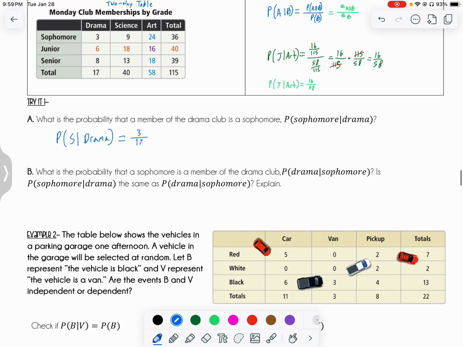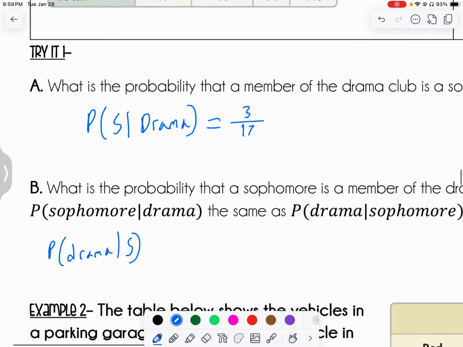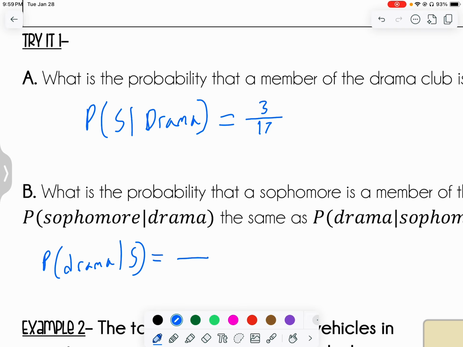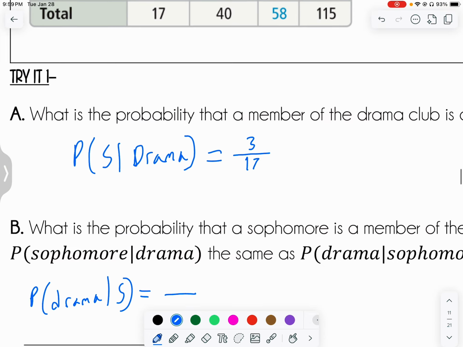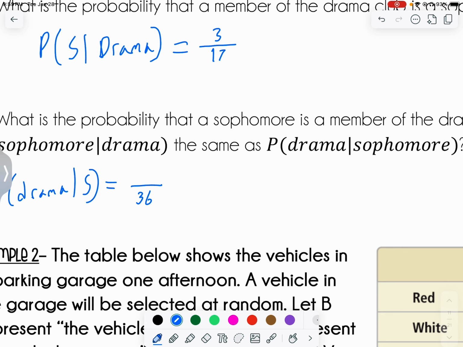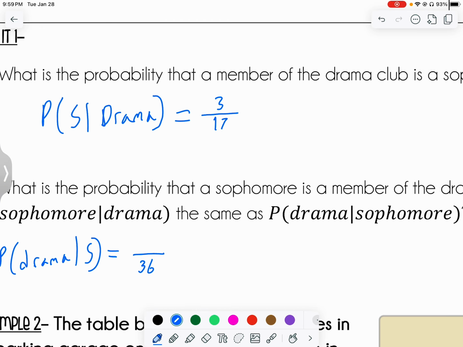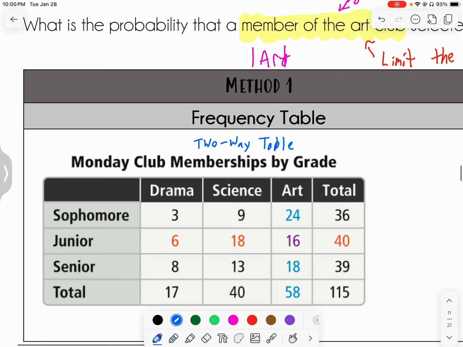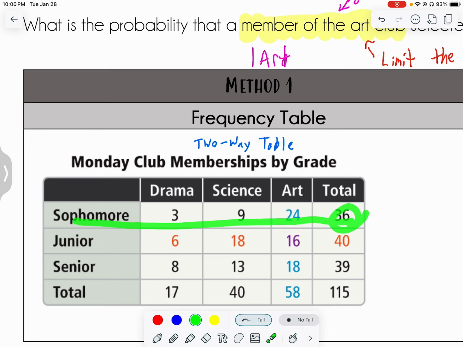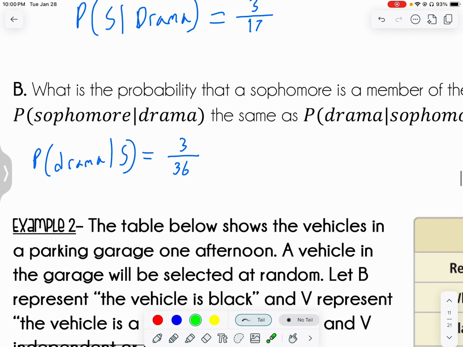What's the probability that a sophomore is a member of drama club? Ooh, let's go the other way. What's the probability that somebody's in drama knowing that they're a sophomore? Notice how this is a backwards thing. Well, let's go ahead and find out. Out of all the sophomores, there are 36. And of those, how many are in drama? 3. Notice 36 is the end of the row for sophomores, and 3 right there. So 3 out of 36.